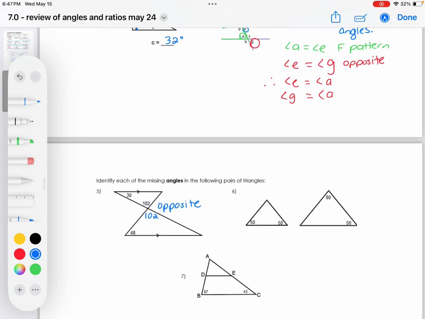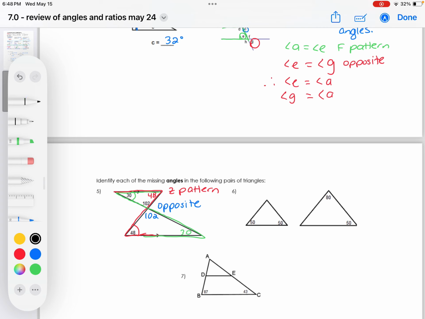But it's kind of fun, so I'm gonna try to use the Z. This time the Z I think is a little bit more obvious to see. Okay, so if you do this Z here, then that means that 48 is going to be up here as well. So the alternate angles are the ones that are opposite the transversal. And then you can do another Z this way. And now the two 30s are the same as well.